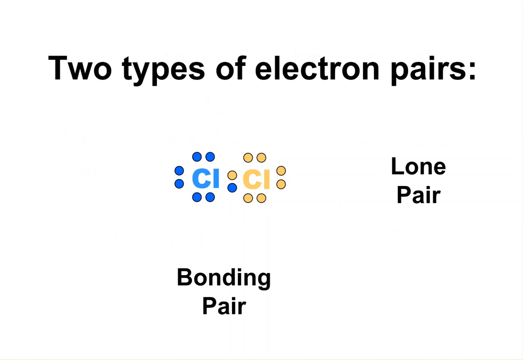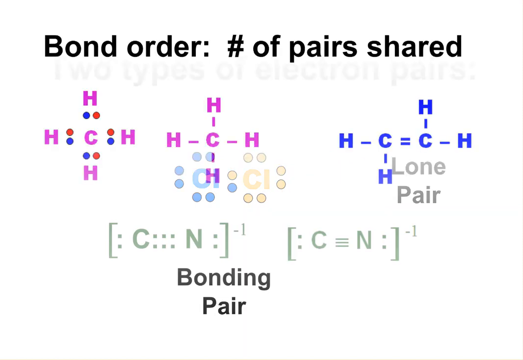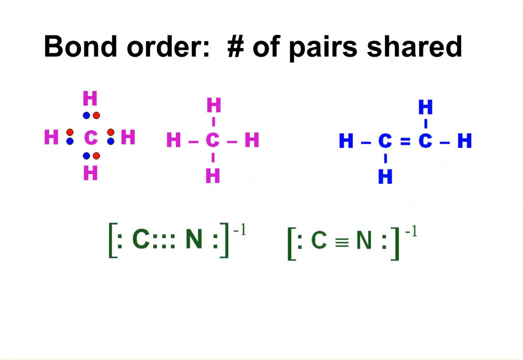So when I say a bonding pair, I'm talking about this. This is a bonding pair. And lone pairs are these on the outside. So lone pairs kind of are to the outside, bonding pair there.